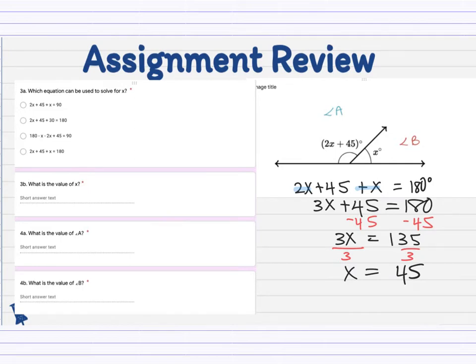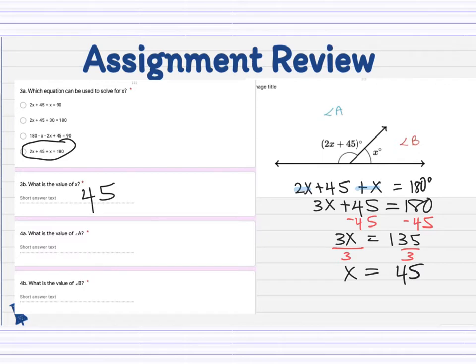All right, so my first question asks for the equation. So we're looking for 2x plus 45 plus x equals 180, which would be the last equation. Our next question says what is the value of x, and when we solve the equation we get 45.